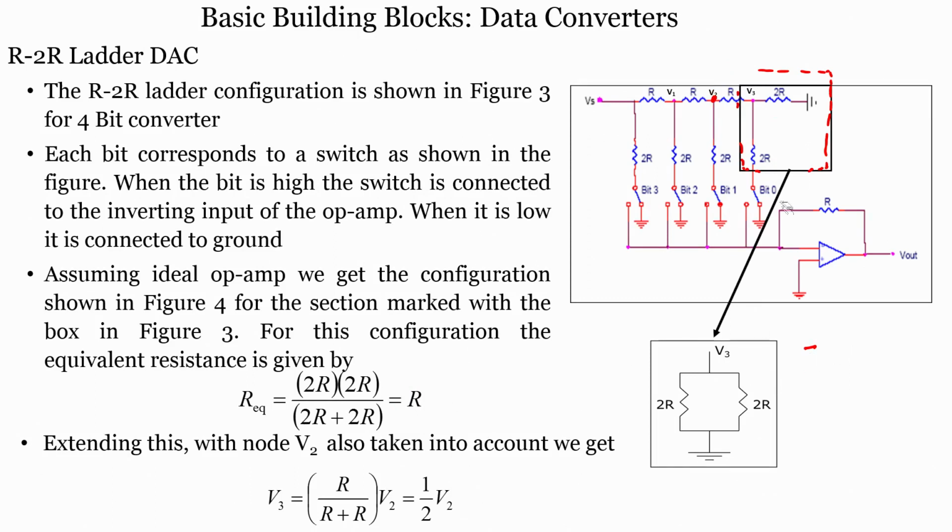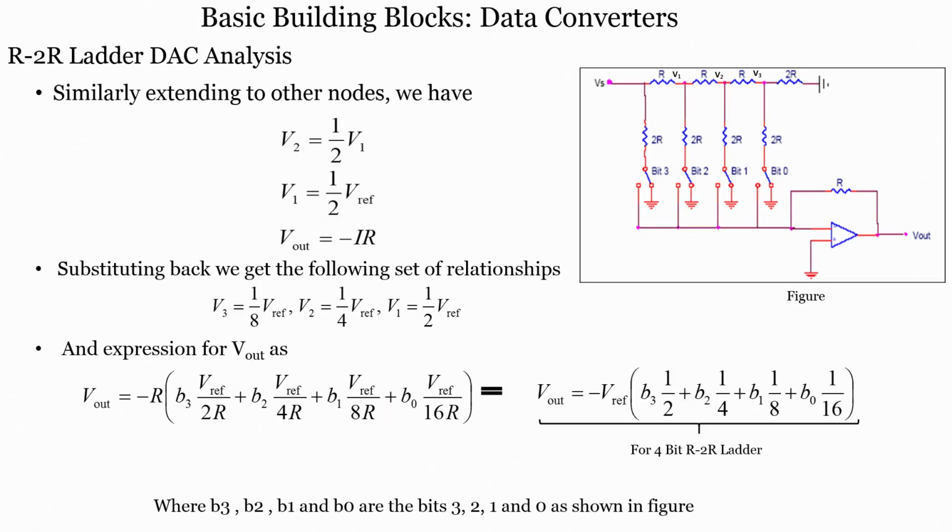The same way you can extend it further to the further nodes. Now, if we extend it to other nodes, we can see V2 equals half V1, V1 equals 1 by 2 of V reference, and V out would be minus IR. Now, if I substitute this value, then we have V3 equals 1 by 8 of V reference, V2 equals 1 by 4 of V reference, and V1 equals 1 by 2 of V reference.